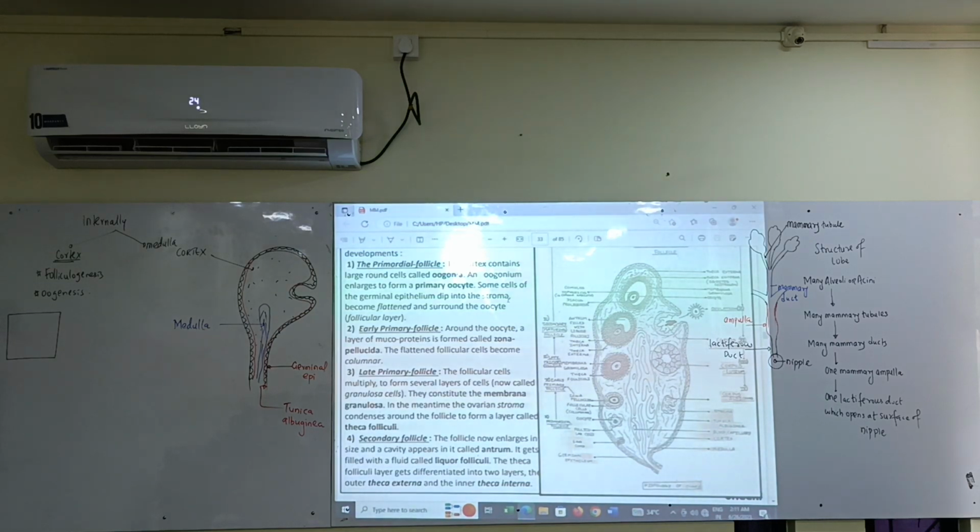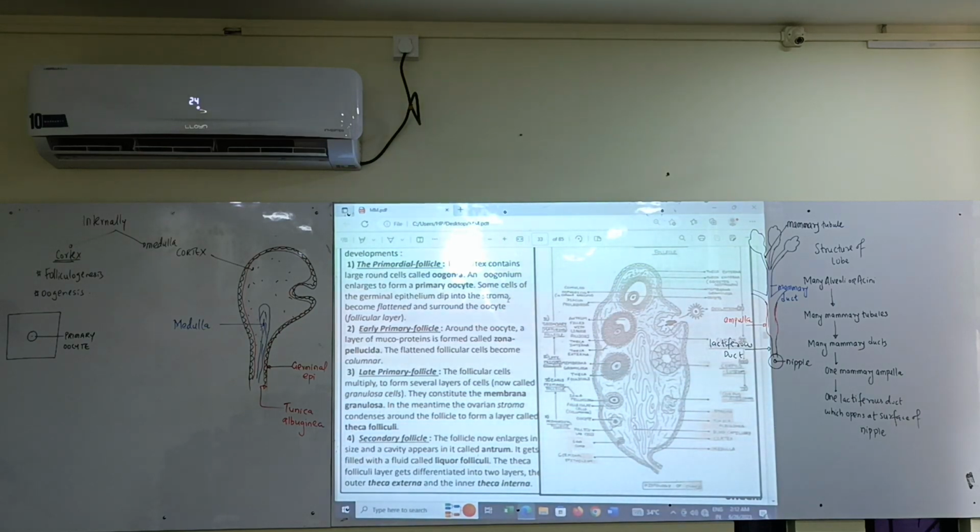The ovary shows the presence of the oogonia. What are these? Oogonia. And these oogonia result in the formation of the primary oocyte. What does it form? Primary oocytes.